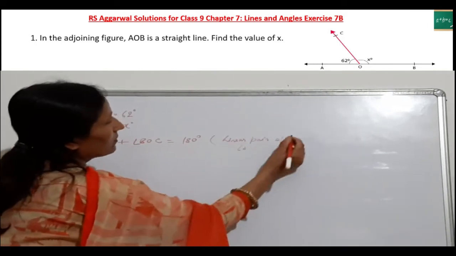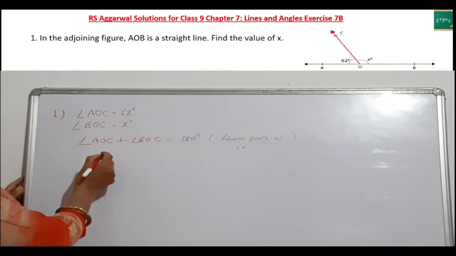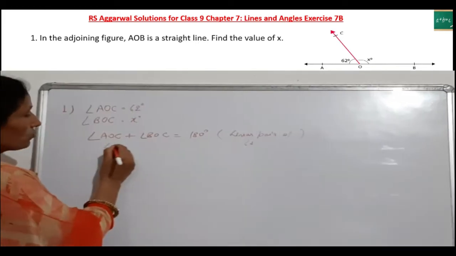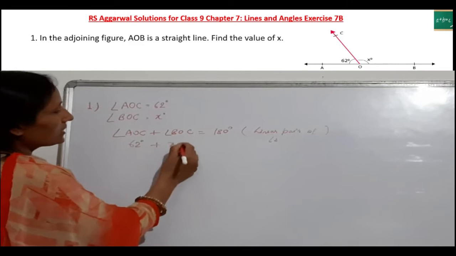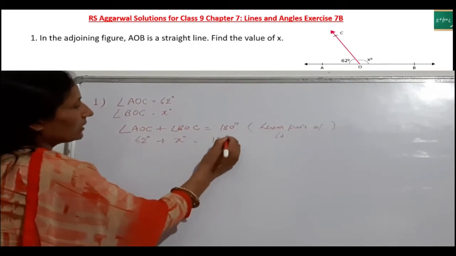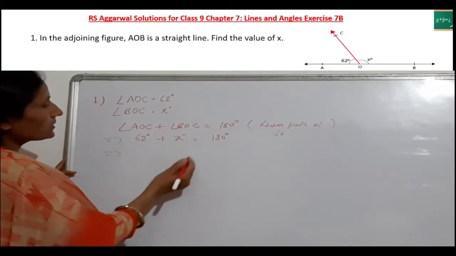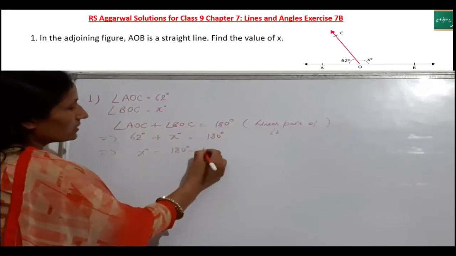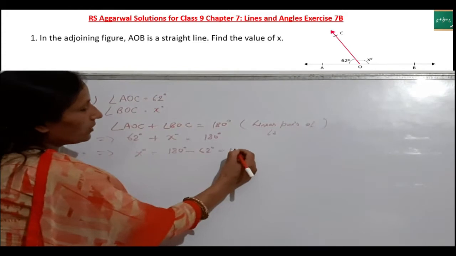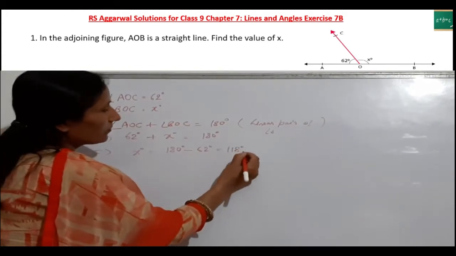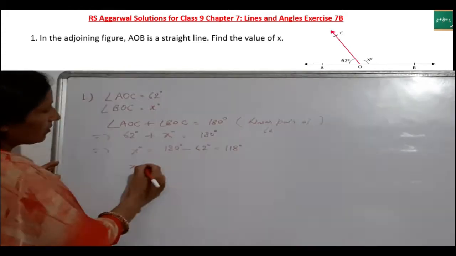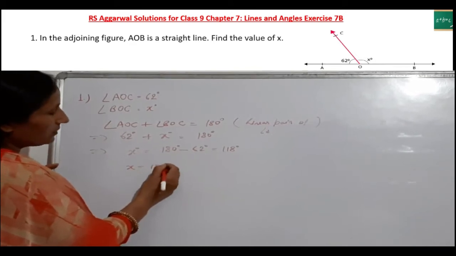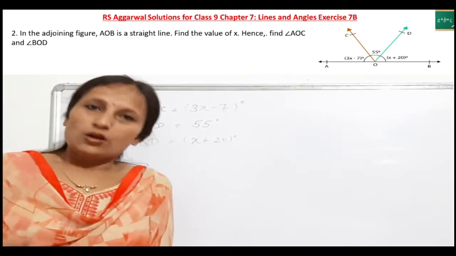Linear pair of angles. Now we will write the value of angle AOC. This is 62 degree and this is x degree, is equal to 180 degree. This implies x degree is equal to 180 degree minus 62 degree, is equal to 118. So the value of x is 118 degree.